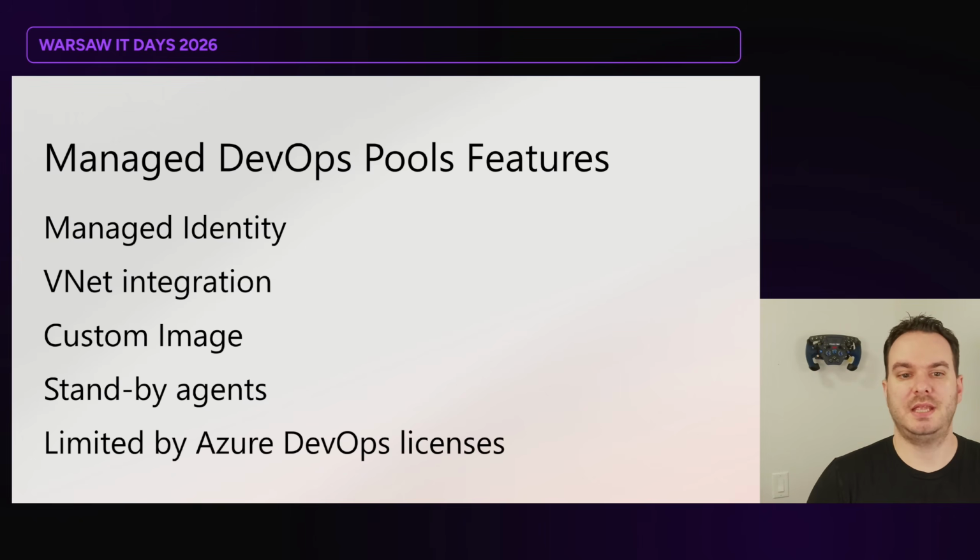Then another limitation, which is not very DevOps pool specific, but Azure DevOps specific, is that the amount of parallel jobs is limited by the licenses you have for Azure DevOps. But this applies no matter what kind of agent you're using, but I still want to mention it. So if I have 2 licenses and I say I want to have up to 5 agents running at the same time, I can still only have 2 parallel jobs at a time.